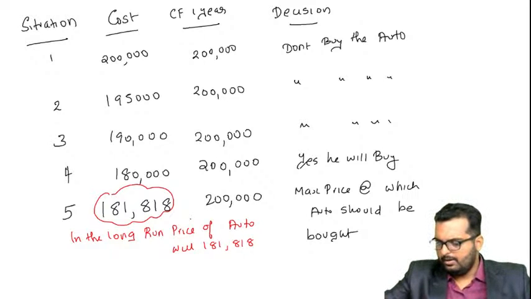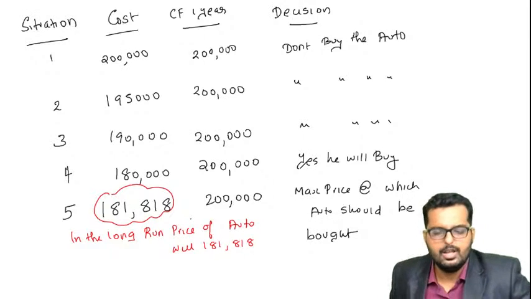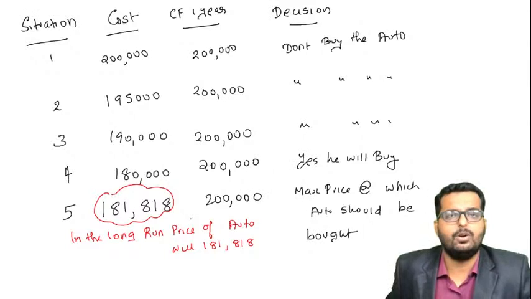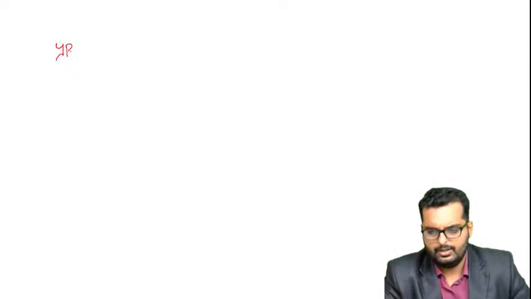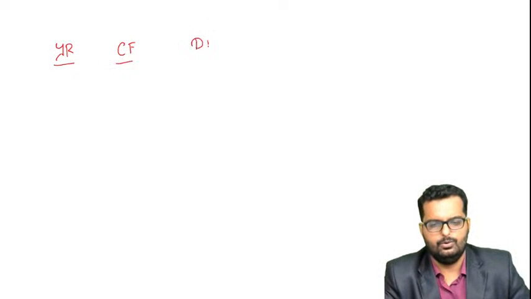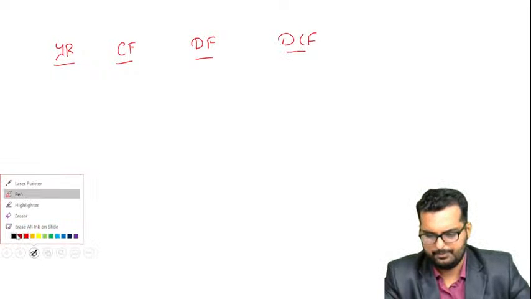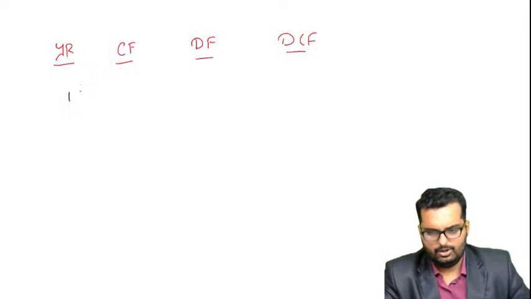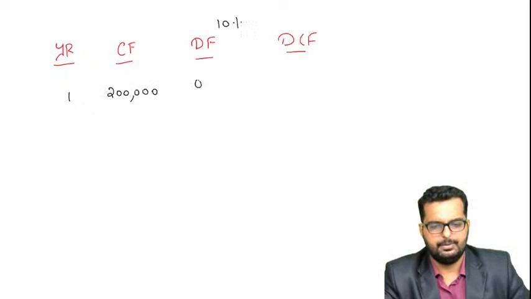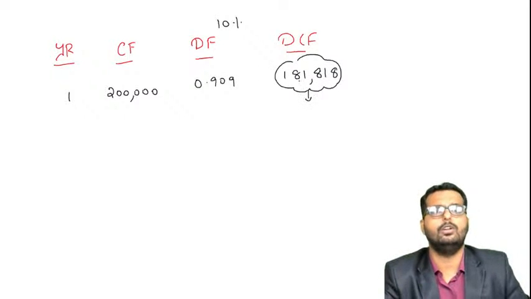Alright friends, have you all put up till here in your books now? Fine. Shall I go to the next page now? Friends, here you got the answer as 1,81,818. I will show you how you get this answer now. Here, cash flow, discount factor, discounted cash flow. At the end of year 1, are you getting 2 lakhs as a number? Discount factor is how much? 10%, 0.909. 1,81,818. Is this exactly the same answer that we got earlier?